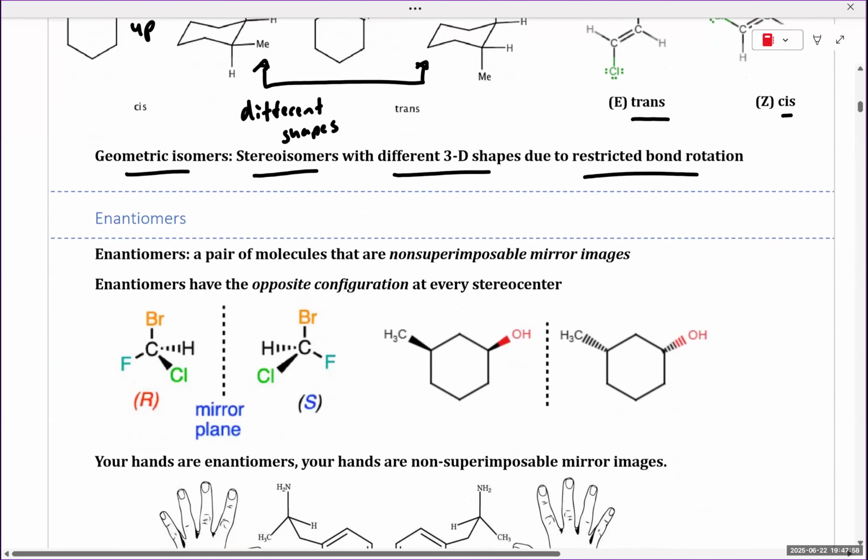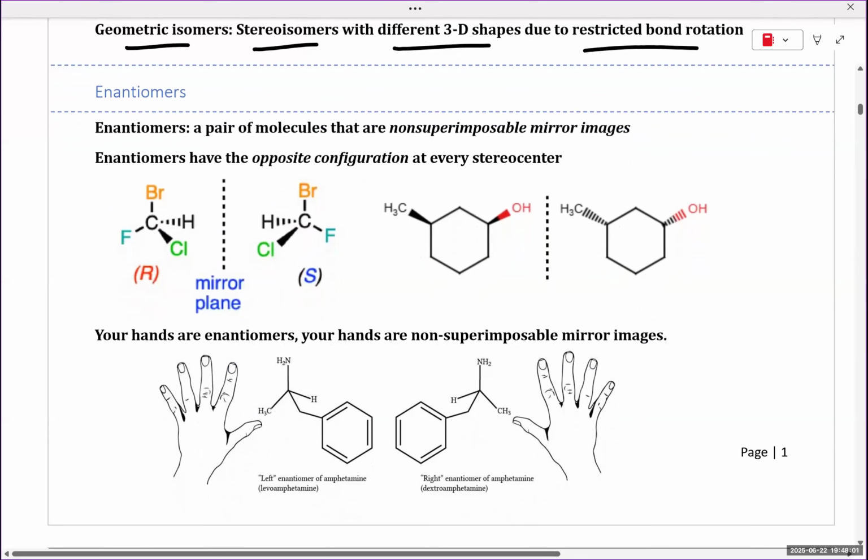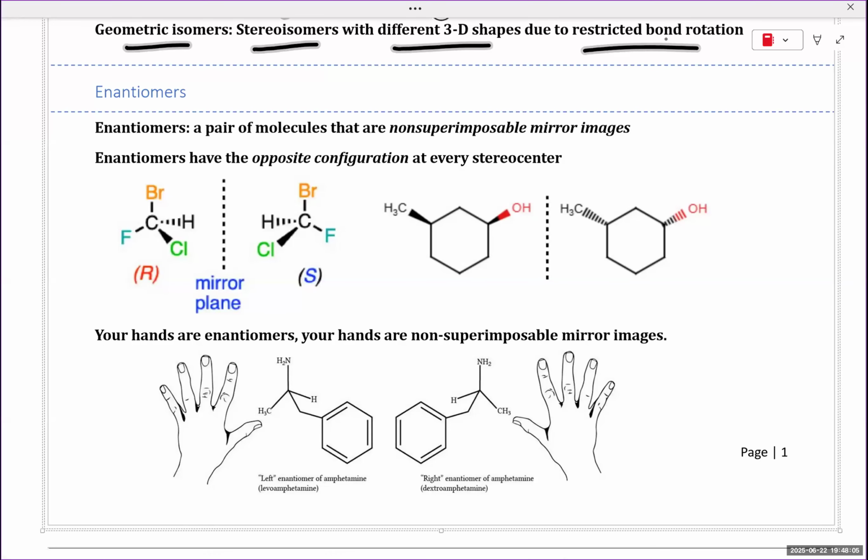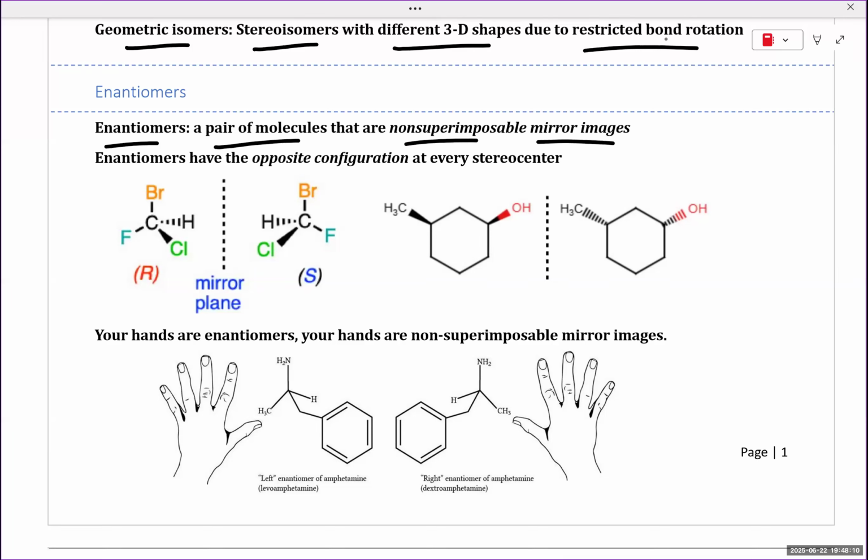Enantiomers are another classification for the relationship between two compounds, where enantiomers represent a pair of molecules that are non-superimposable mirror images. Enantiomers have the opposite configuration at every stereocenter. So one example of enantiomers would be for this substituted tetrahedral carbon. As we see, these two molecules represent non-superimposable mirror images.